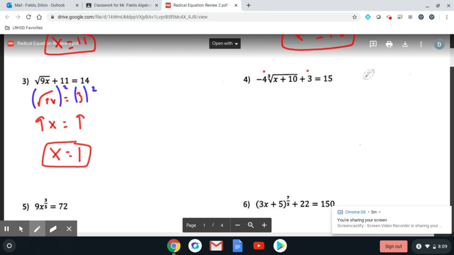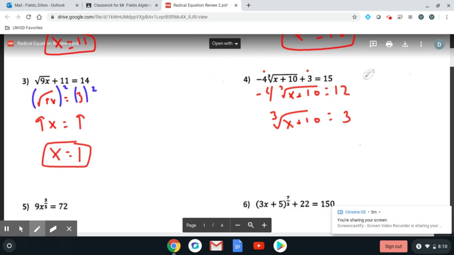So the first thing that we're going to do, just like we would do in a normal equation, is you want to subtract 3 on both sides. So we're going to have negative 4 times the third root of x plus 10. And we subtract 3 to get a 12 on that right side. Now, once you're here, now we can go through and we can divide by that negative 4. But save that division till last. So that'll give you the third root of x plus 10. And that's equal to 3.